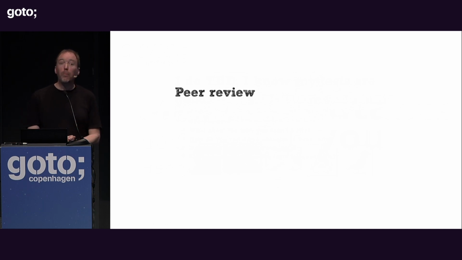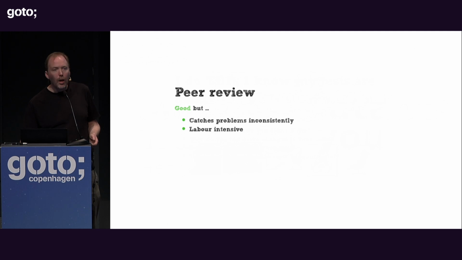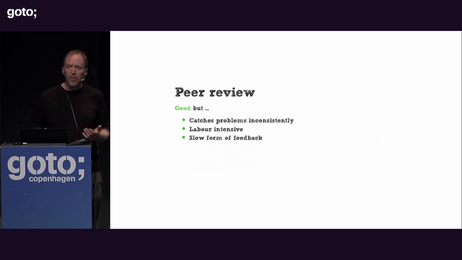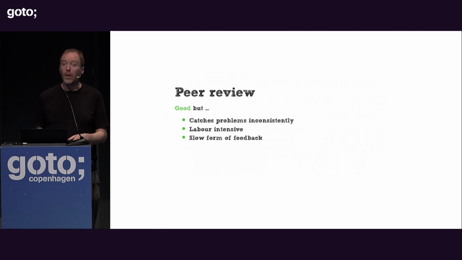Another good answer is peer review. It's good, but it's inconsistent. It depends on who does the review. It depends on whether they've had a good day, whether they've had coffee, a bad night the night before, all sorts of factors. It's labor intensive. It takes someone an appreciable amount of time to review some code. It's also a slow form of feedback. If you do it the traditional way, you write a bunch of code, and then towards the end somewhere, you do a review and realize it's all wrong, and go back and rework. You're getting the feedback quite late in the cycle. If you do pair programming, it's another form of peer review, and that last problem is solved, but the first two remain.